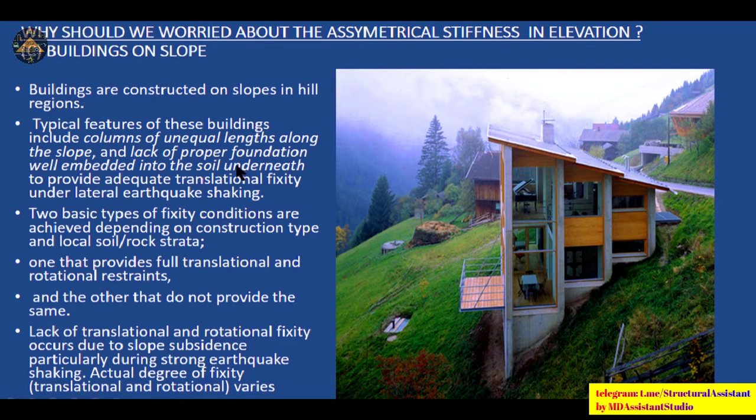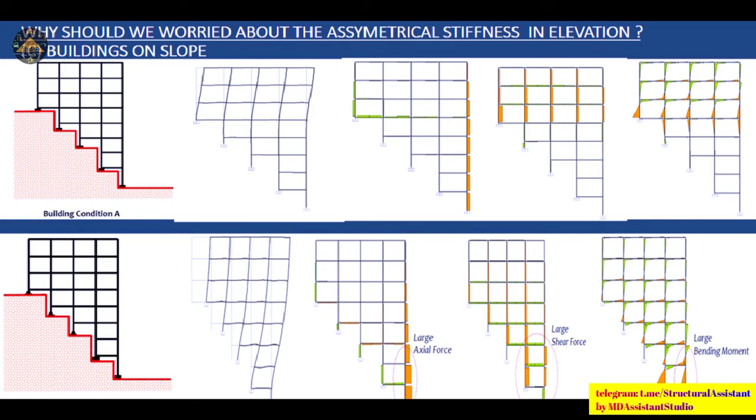After that, why should we worry about asymmetrical stiffness in elevation, that is, buildings on a slope. Here you can see that this is a very asymmetrical building in elevation. What basically happens is that there are columns of unequal length along the slope, and lack of a proper foundation wall embedded into the soil is unable to provide adequate translational fixity under lateral earthquake shaking. So lack of translational and rotational fixity occurs due to slope subsidence, particularly during strong earthquakes. The actual degree of fixity may vary.